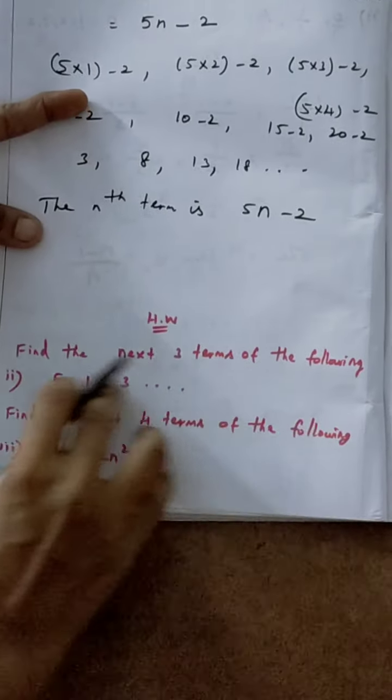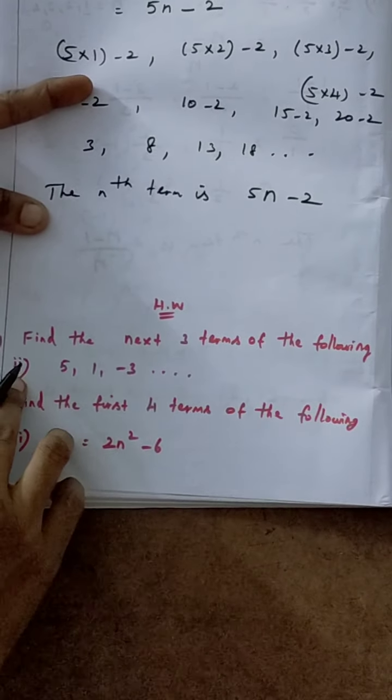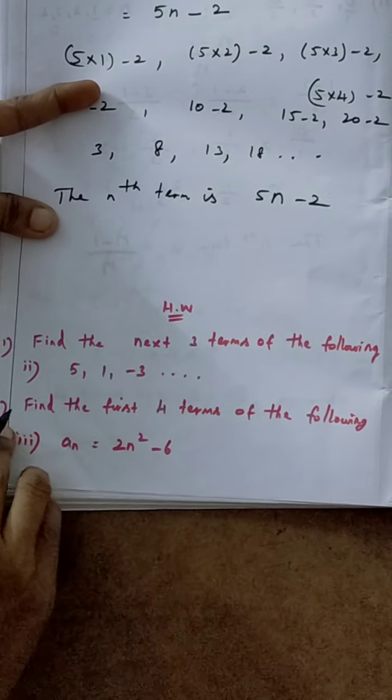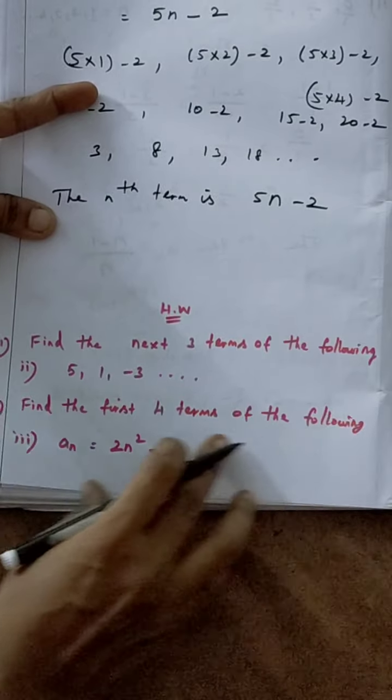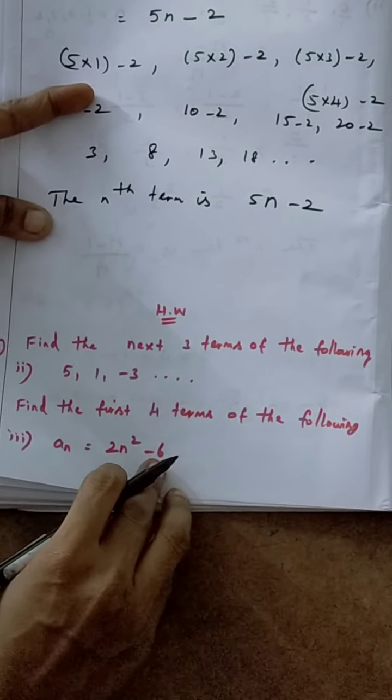Okay, today's homework. Find the next 3 terms of the following. First, the second one: 5, 1, minus 3, up to etc. Then the second question, find the first 4 terms of the following. So the third one, an equal to 2n squared minus 6.